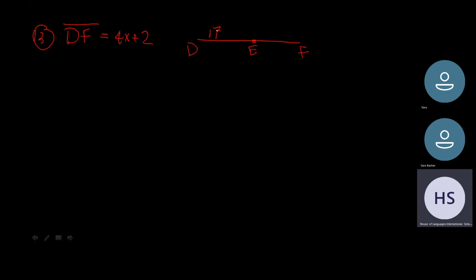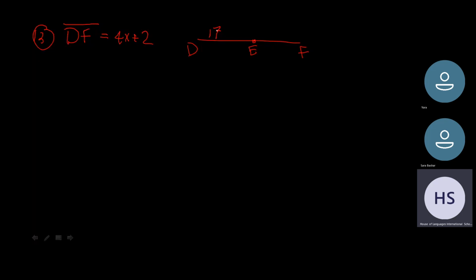We can assemble the equation between DF, 4x plus 2 plus 17. No, see, from D to F is 4x plus 2. From D to E is 17. What is the idea? You have to find X. No, see, that's minus, not plus. 17 plus 17. No. Bravo.